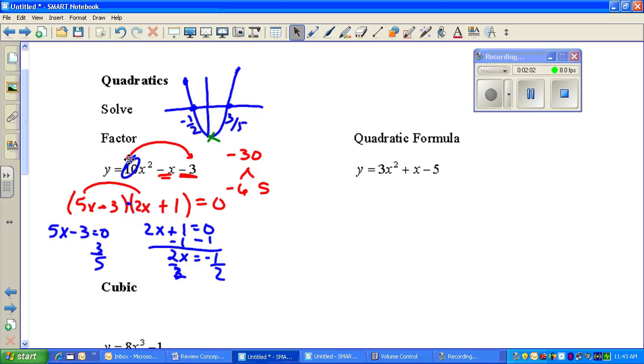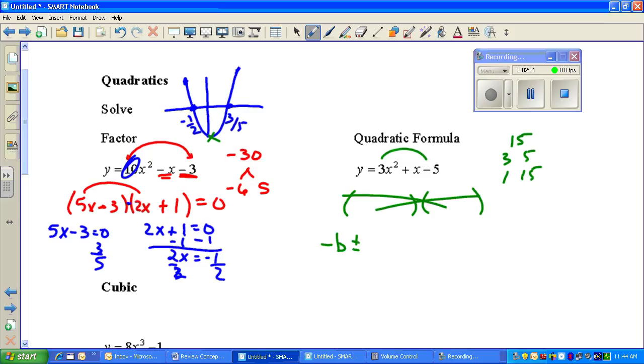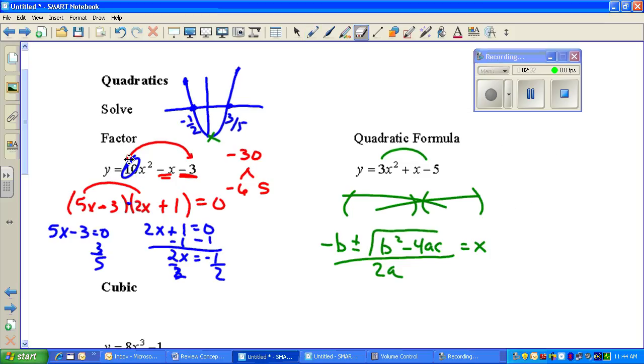If I look at the next problem, 3 times 5 is 15. So I'm looking at, can I factor it? I would like to factor if at all possible, but my factors of 15 do not combine in any way to give me a 1. So I am not able to factor. So we have this formula, and the formula says -b plus or minus the square root of b squared minus 4ac all over 2a, and those are going to be my solutions for x. In other words, those are going to be where I hit my x-axis.